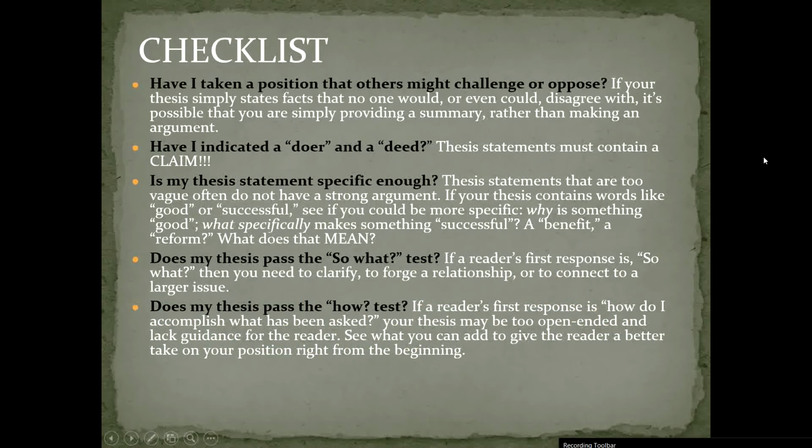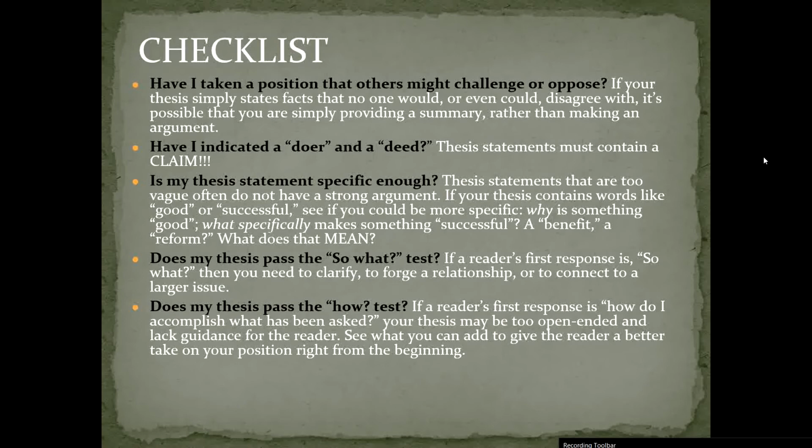Okay, so here's the sort of checklist. Have I taken a position that others might challenge or oppose? If your thesis statement simply states facts that no one would or even could disagree with, it's possible you are simply providing a summary rather than making an argument. Have I indicated a doer and a deed? Thesis statements must contain a claim.